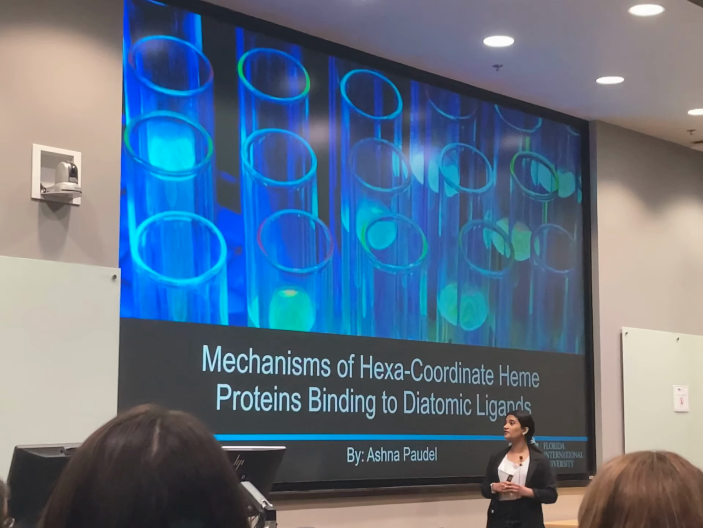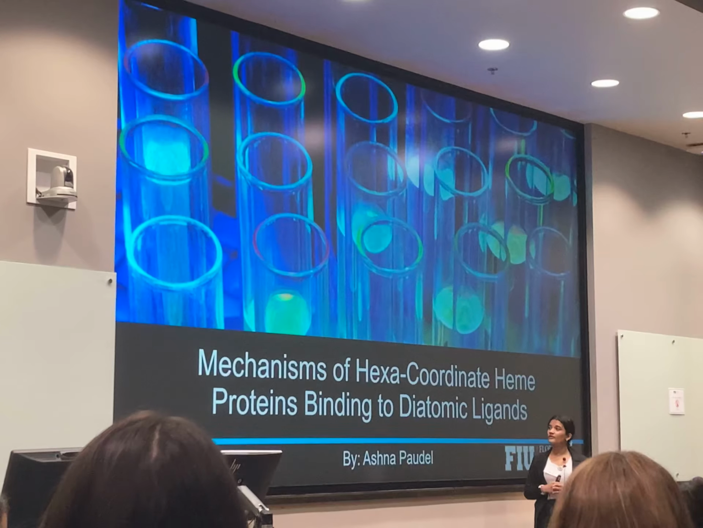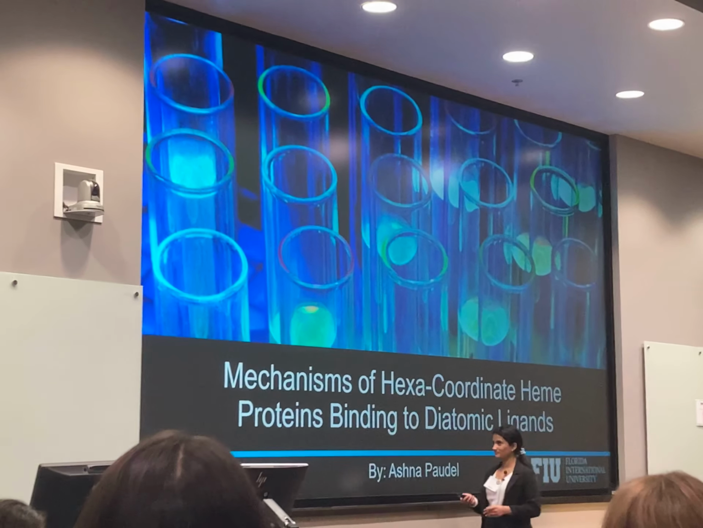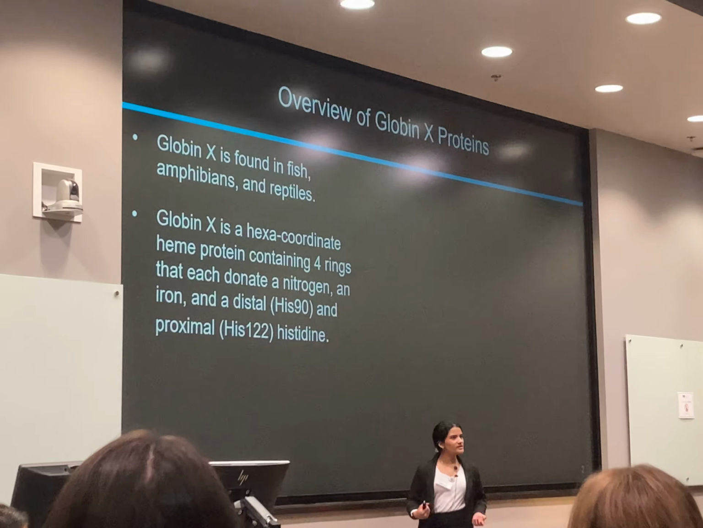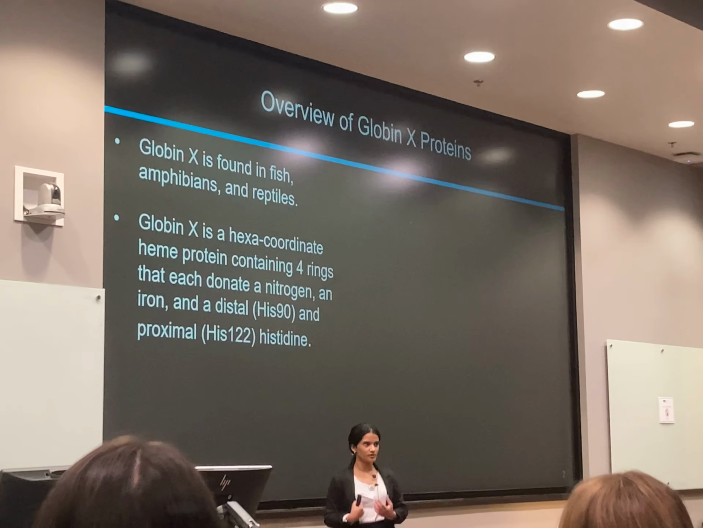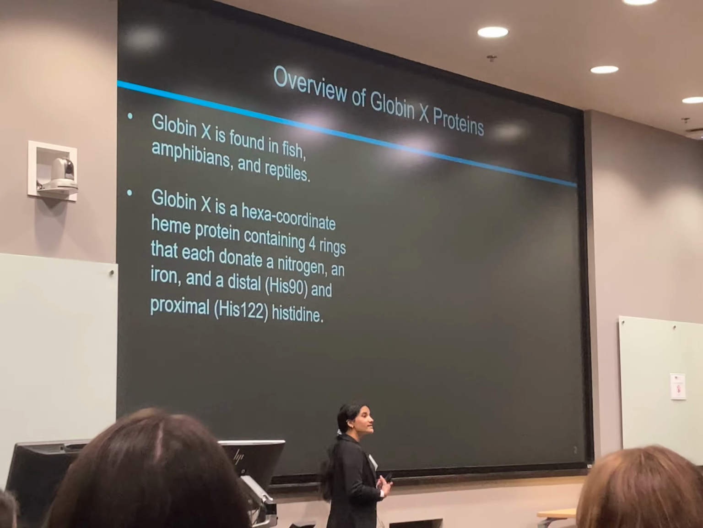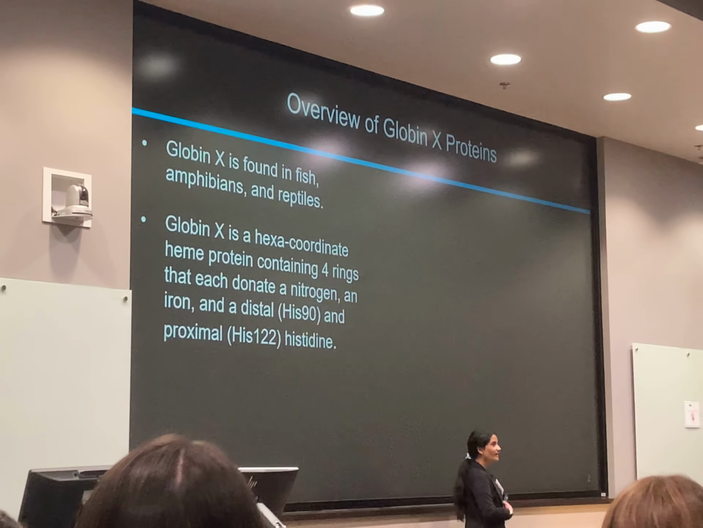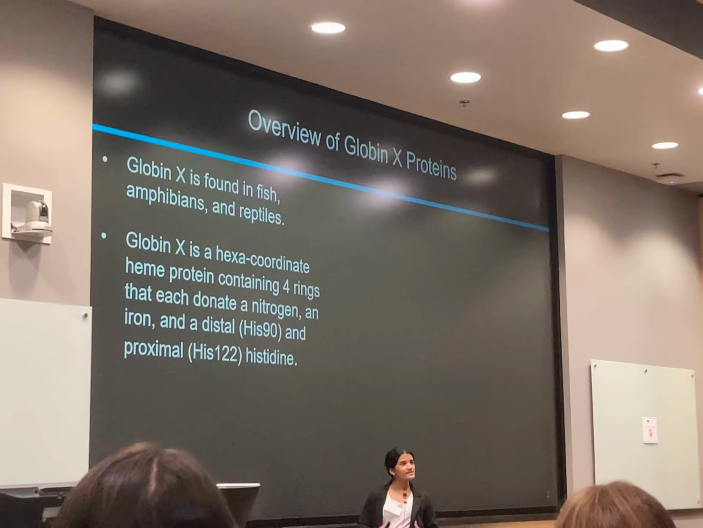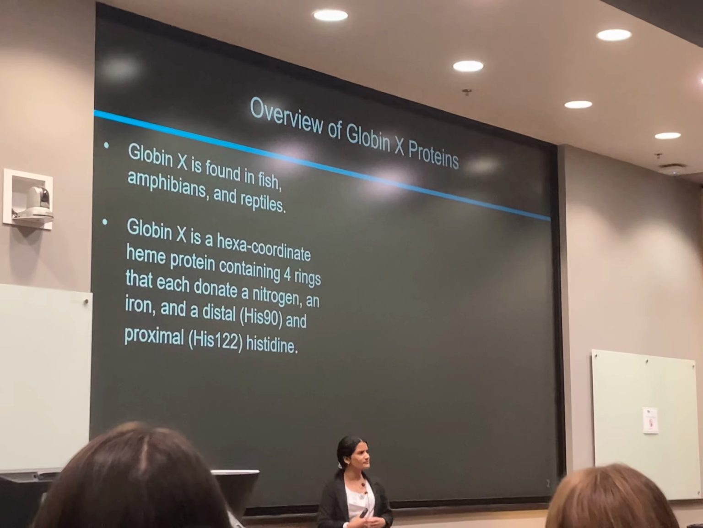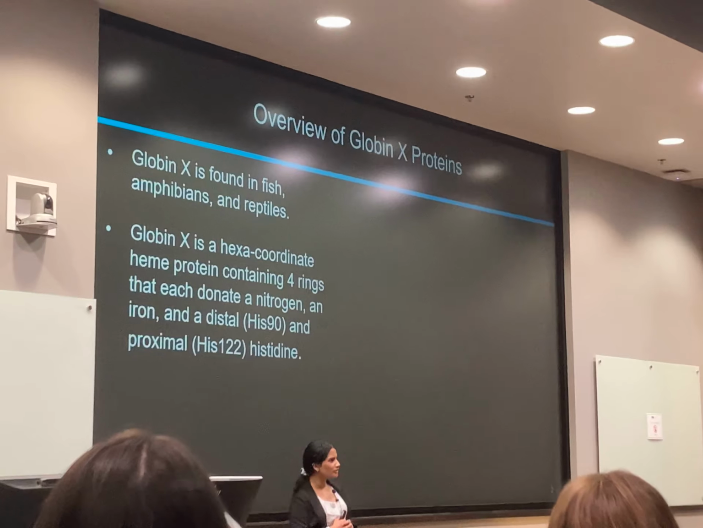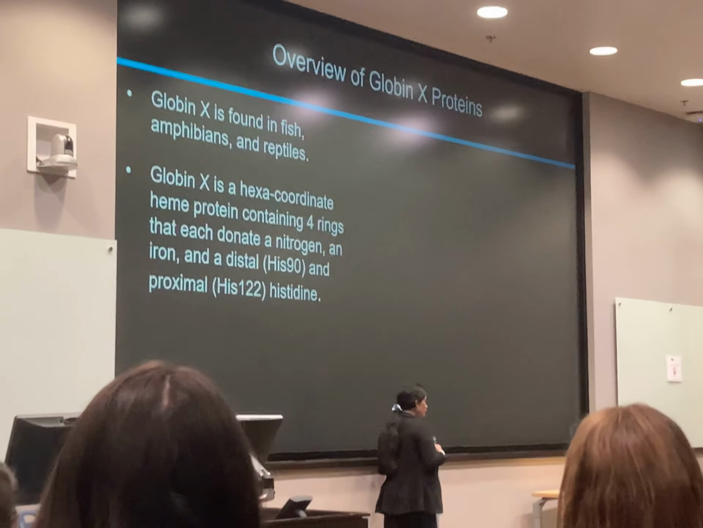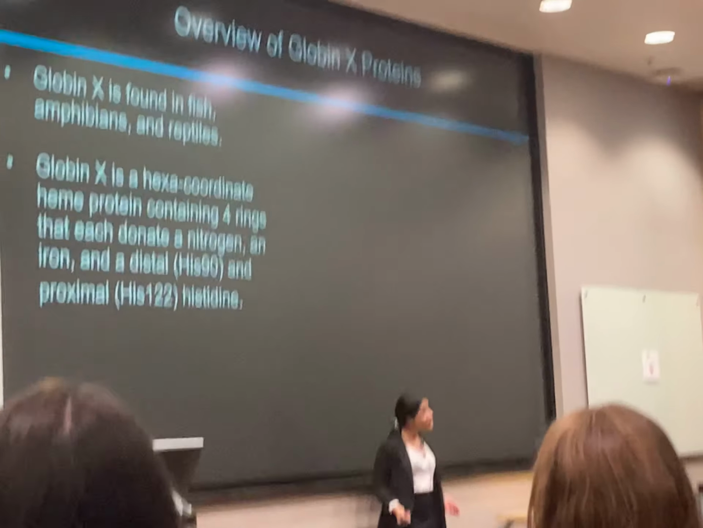Which I conducted over the summer was on the mechanisms of hexacoordinate heme proteins binding to diatomic ligands. As humans, we all rely on proteins to survive. Proteins tend to exist in different families depending on similar structures and functions. The family of proteins we will be discussing today are the globins. You all are probably familiar with hemoglobin, right? It is found in our blood, and it transfers oxygen from our lungs to our tissues.